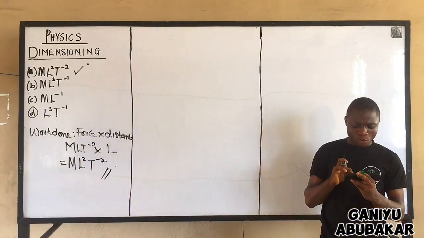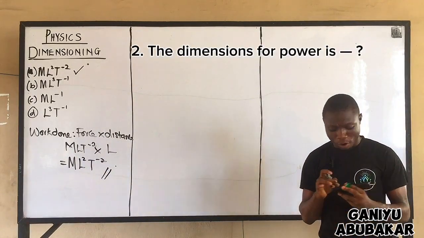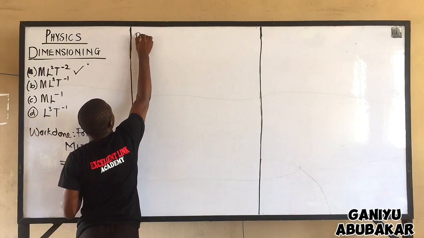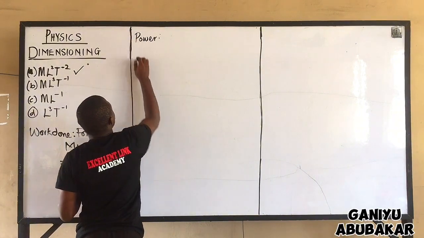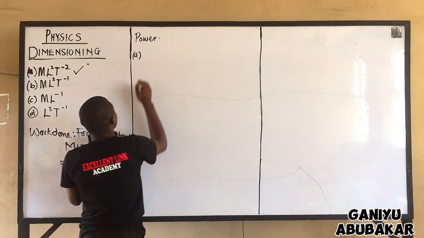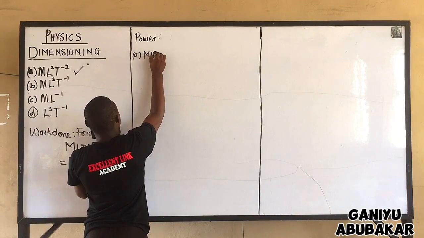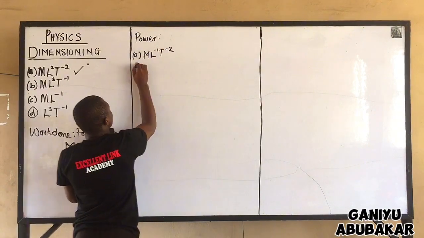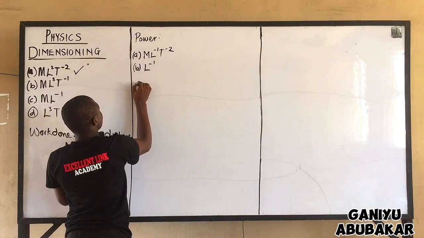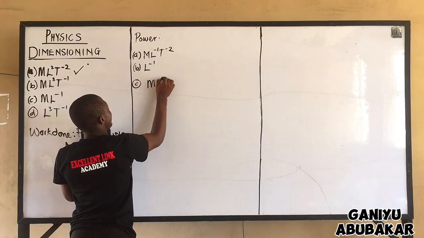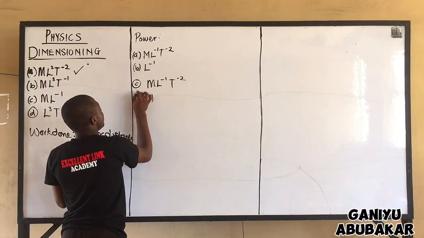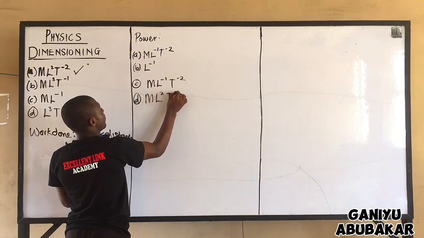Let's take another question there. Question 2 says, what is the dimension for power? Yes, power. The options: option A is ML to the power minus 1, T to the power minus 2. Option B says L to the power minus 1. Option C says ML minus 1, T to the power minus 2. And option D says ML squared T to the power minus 3.